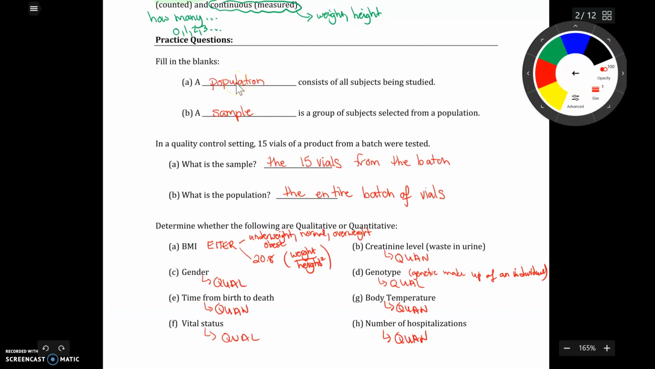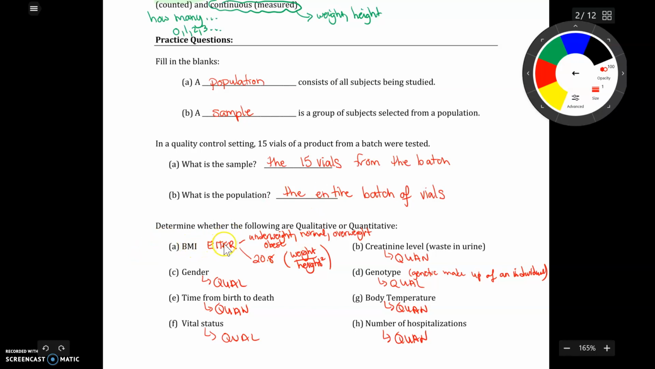Okay. So a population consists of all subjects being studied. A sample is a group of subjects selected from within a population. Given the scenario of a quality control setting where 15 vials of a product from a batch were tested, the sample would be the 15 vials from the batch that were looked at, and the population would be the entire batch of vials.